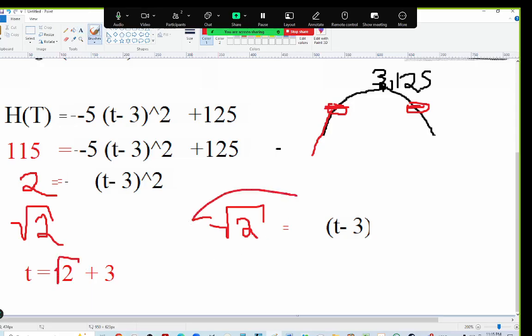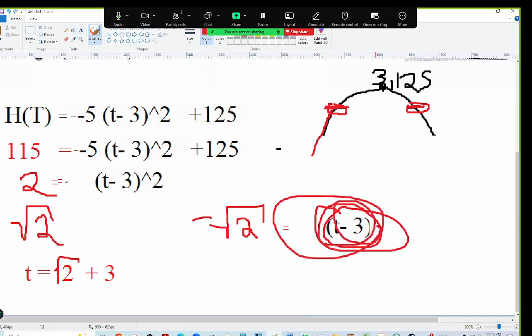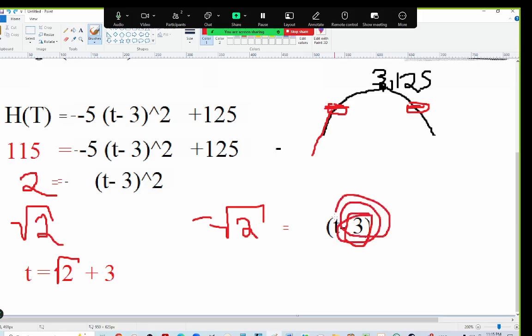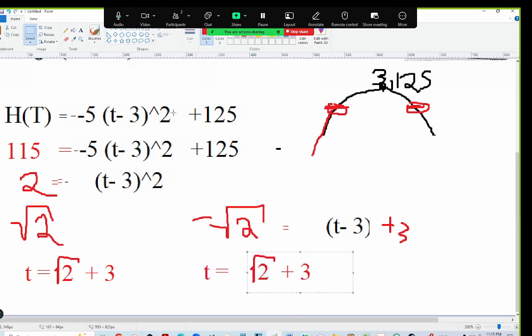What about this one? Negative square root of 2. How do I get rid of the minus 3? I'm trying to solve for T. Why would I minus 3 if it's already minus 3? Oh, sorry, plus 3. Right, so in this case, it's similar to this one here, except the square root has a negative sign in front of it. And they're both in seconds.